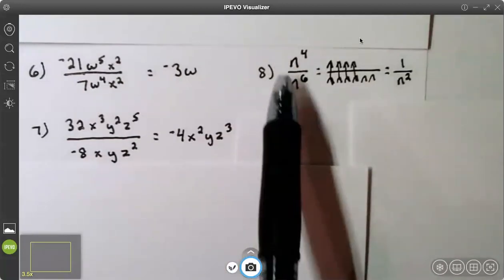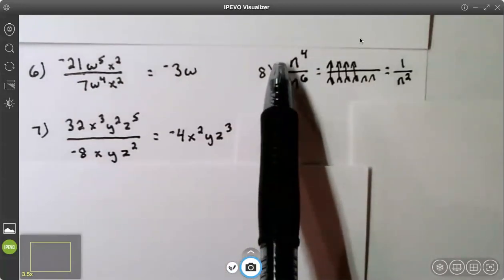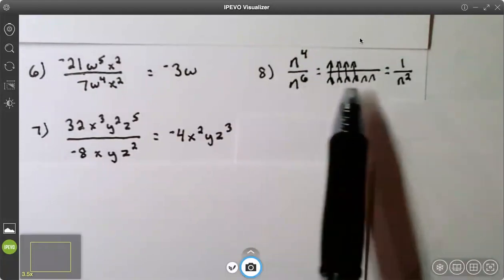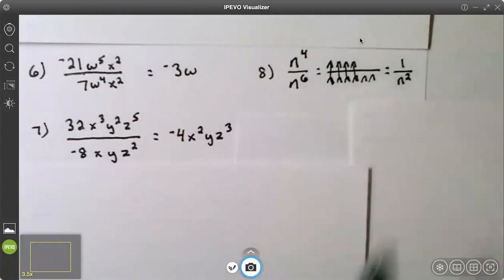There are understood 1 coefficients. So the 1 up here has to stay. The 1 on the bottom, I don't have to write. It's understood beside the n squared.